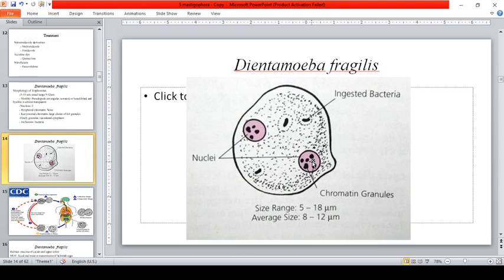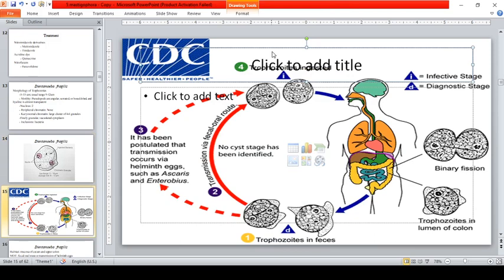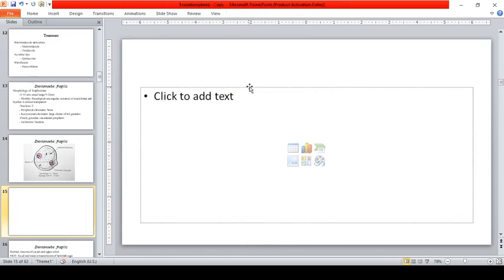Okay, so for the life cycle of Dientamoeba fragilis, just delete this one. Oops, sorry. Wait. Mali yung natanggal.